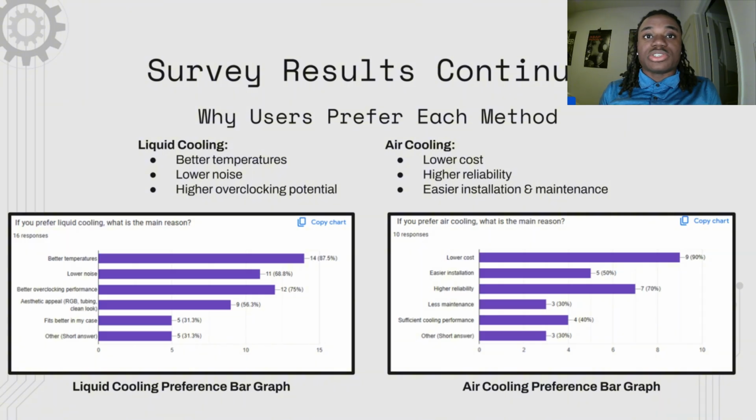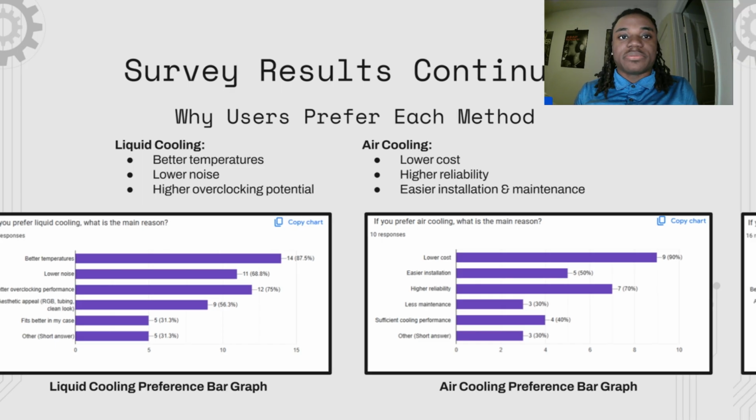Finally, the survey also showed a strong link between experience and cooling preference. More experienced builders tend to choose liquid cooling because they're comfortable with the installation process and ongoing maintenance. Less experienced builders, however, lean toward air cooling because it's simpler, more reliable, and involves fewer risks. Overall, the survey results highlight that users who value performance and who have the skills to manage a more complex setup often choose liquid cooling, while users who want affordability and reliability stick with air cooling.